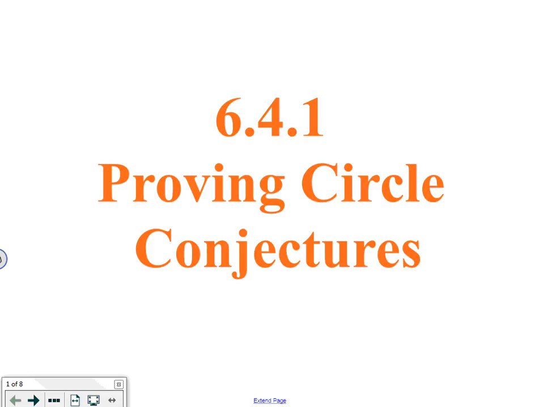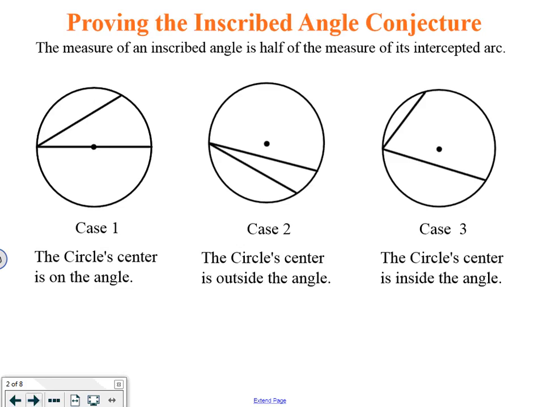We are proving more circle conjectures today, but actually only one conjecture, right? So that's good. We are proving the inscribed angle conjecture, which we introduced yesterday. It states the measure of an inscribed angle is half the measure of its intercepted arc. This conjecture is unique to any other conjecture we've done so far.